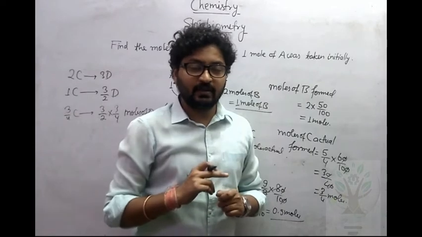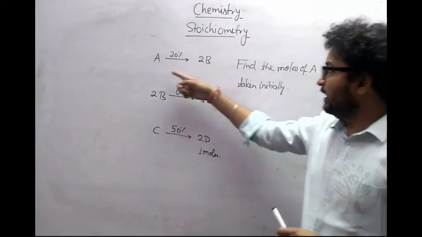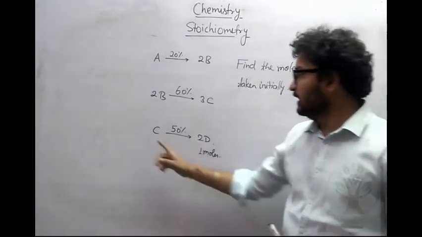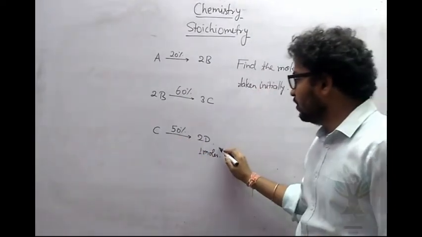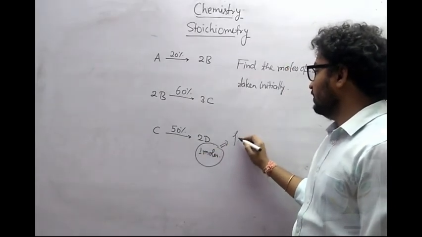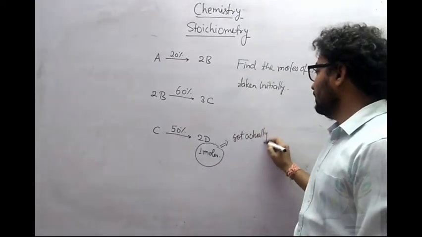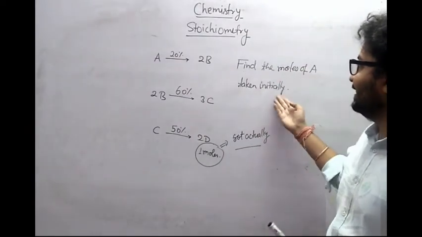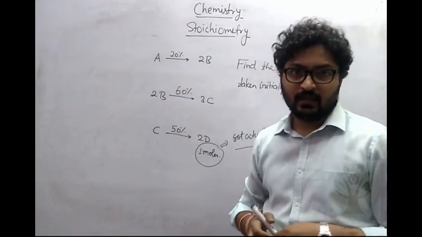Okay, let me give you one more question. Now this is the question given to you. A gives 2B, efficiency of this reaction is 20%. 2B gives 3C, efficiency of this reaction is 60%. C gives 2D, efficiency of this reaction is 50%. And it is said you got 1 mole of D. So this is your actual moles of D you got in the reaction. Question is, find the moles of A taken initially. Now you have to find how many moles of A you took in the very beginning.